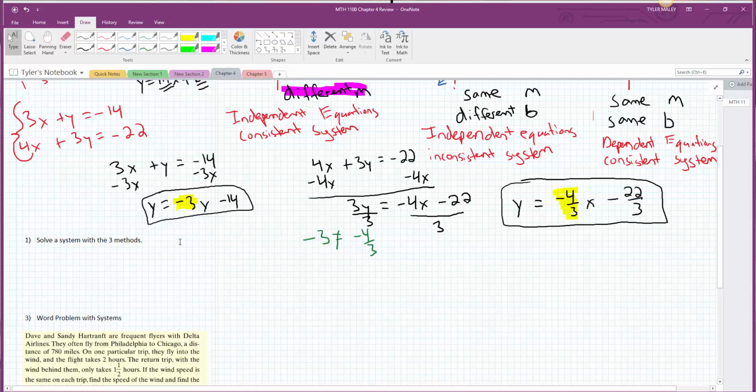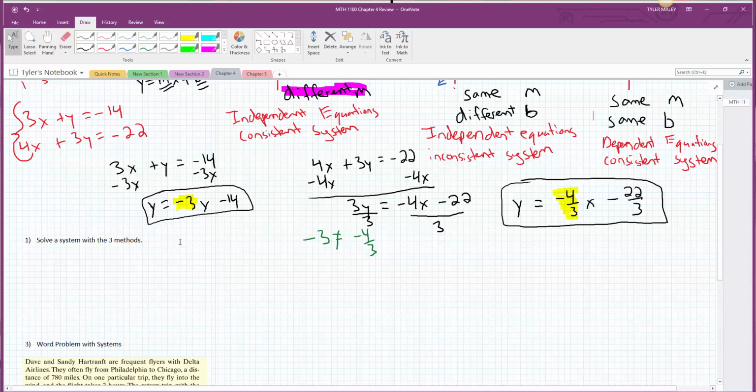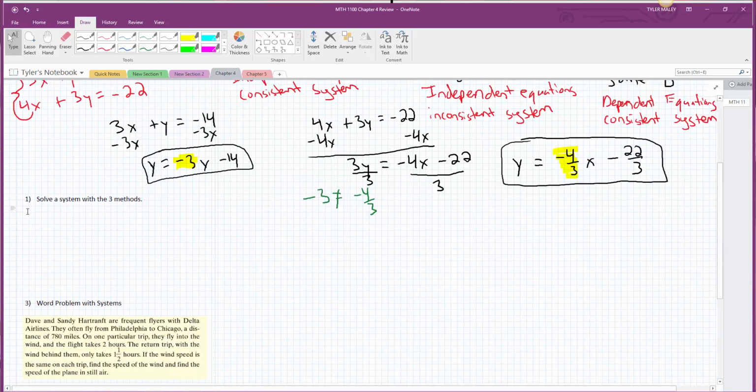Alright, so next I wanted to look at solving a system with the three methods. Some of you said that you had trouble with the substitution method or another method, and someone else mentioned that they had trouble with a particular system. I think it was one that had fractions. So I'm going to kill a couple birds with one stone here by using the system that someone had trouble with, and I'm going to solve it three ways, all 3 ways.